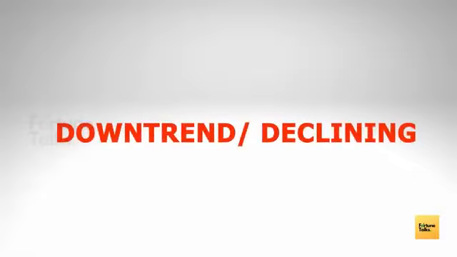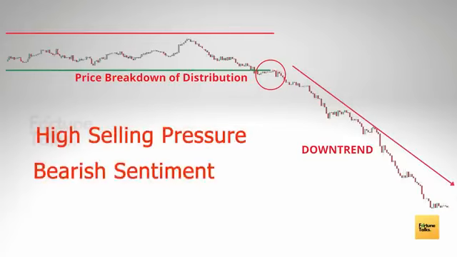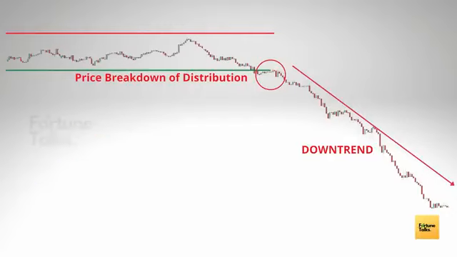The last and the final phase is the downtrend or the declining phase. The declining phase happens when the price breaks down out of the distribution phase. During this phase, the selling pressure is high and the market outlook is bearish. Most traders try to cut their losses, and those who don't, well, they remain as long-term investors in the hope that the price will come back up.